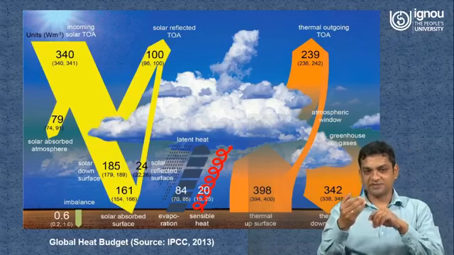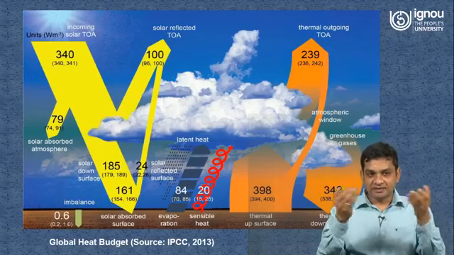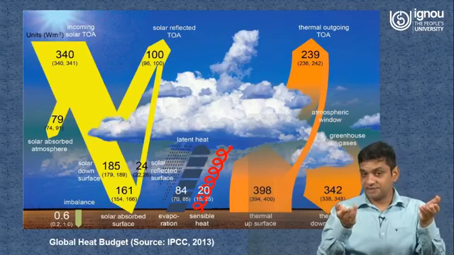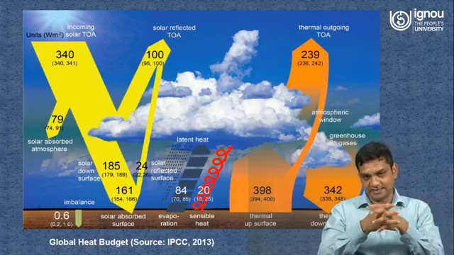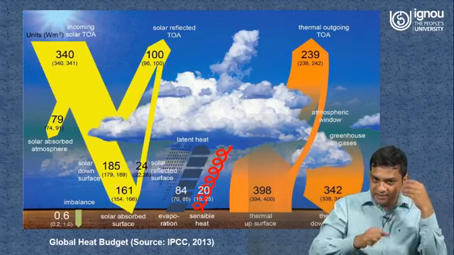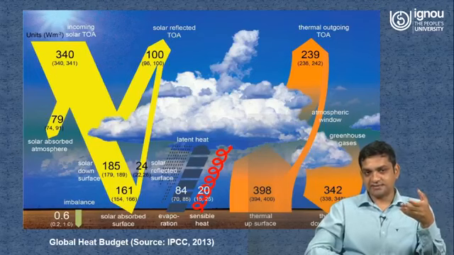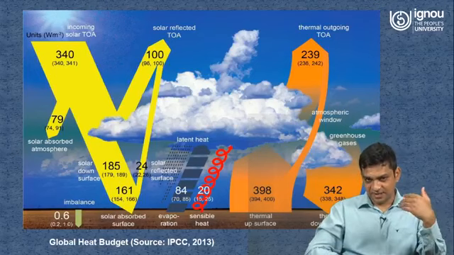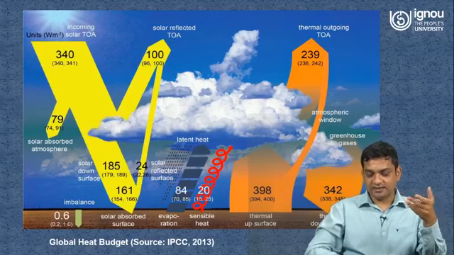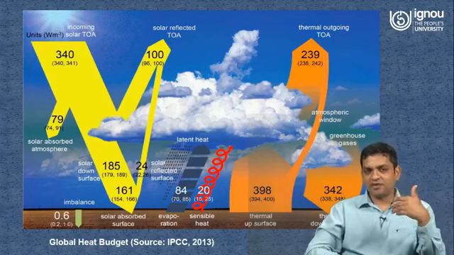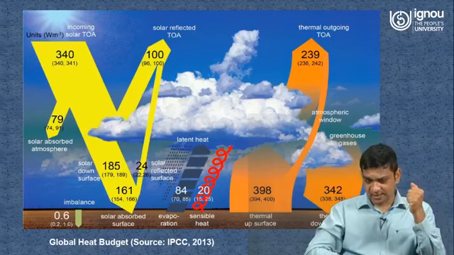These gases are called radiatively active gases, and because of this reason only we have the greenhouse effect, and because of the greenhouse effect only the average surface air temperature is 15 degrees centigrade, otherwise it would have been minus 19 degrees centigrade. And because of that temperature, we are living, life is existing. That is why there is a lot of positive repercussion as far as the greenhouse effect is concerned.